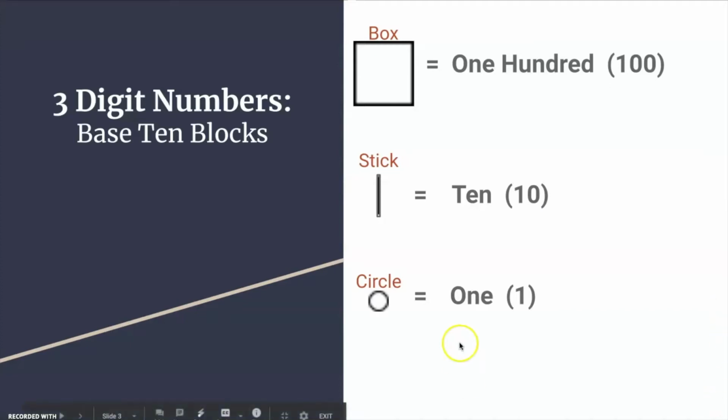So we already know that a circle equals 1. And we already know that a stick equals 10. But this one's new. So this is called a box. And it equals 100. Okay, so if we already know that 10 of the circles equal 1 stick, then 10 sticks equal 1 box to make 100. Now I'm going to show you an example of a problem using the 10 blocks.